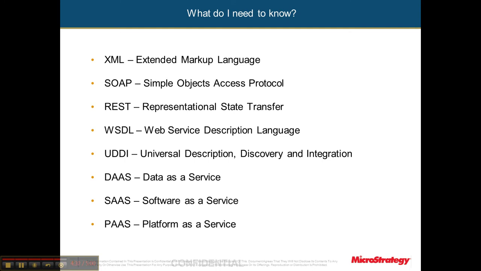Simple object access protocol is more of an architecture that is completely designed only for web services, whereas representational state transfer is more of a traditional method of get and post methods used in web, in the HTTP.